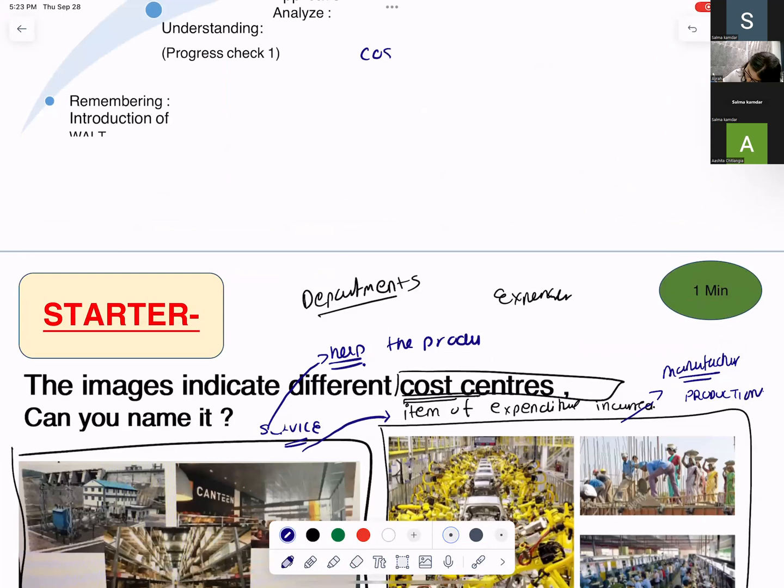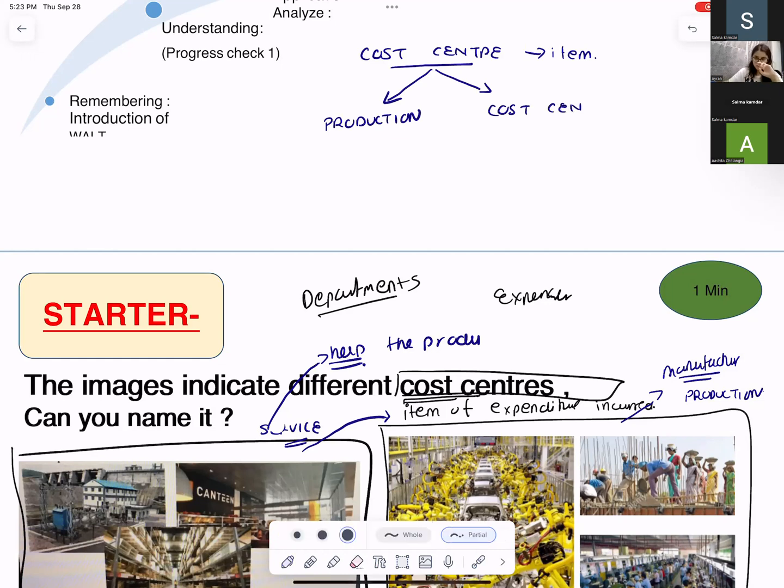First thing, what is a cost center? Where your item of expense is incurred is called a cost center. Where your item of expenditure is incurred. Second, how many types of cost center do you have in a business? Service cost center and production cost center. So first cost center that you have in a business is the production cost center. The next cost center that you have in the business is your service cost center.